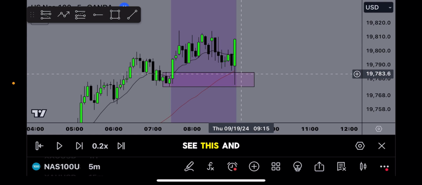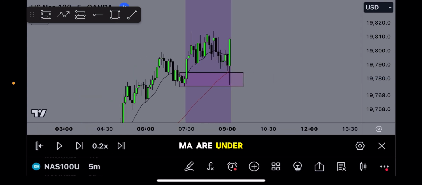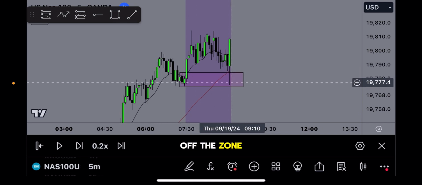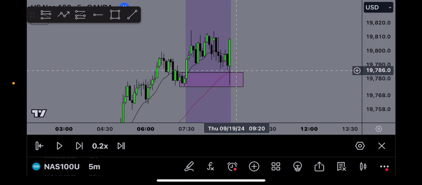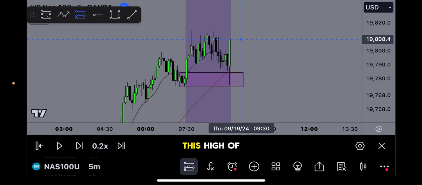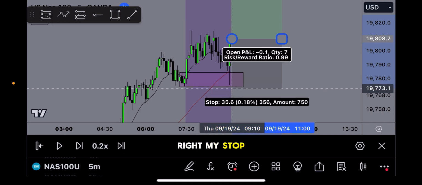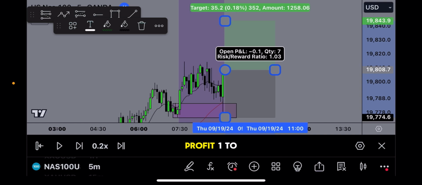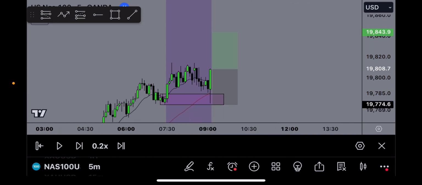So once I see this, and I see 3 MAs are under us, price came in, filling the gap, and rejected off the zone, not breaking the zone, and closed above. The next candle that breaks the high of this candle, I'm looking to get in for buys, right? My stop loss is gonna be at the bottom of the zone or at the bottom of the wick, and my take profit 1-to-1. Boom.